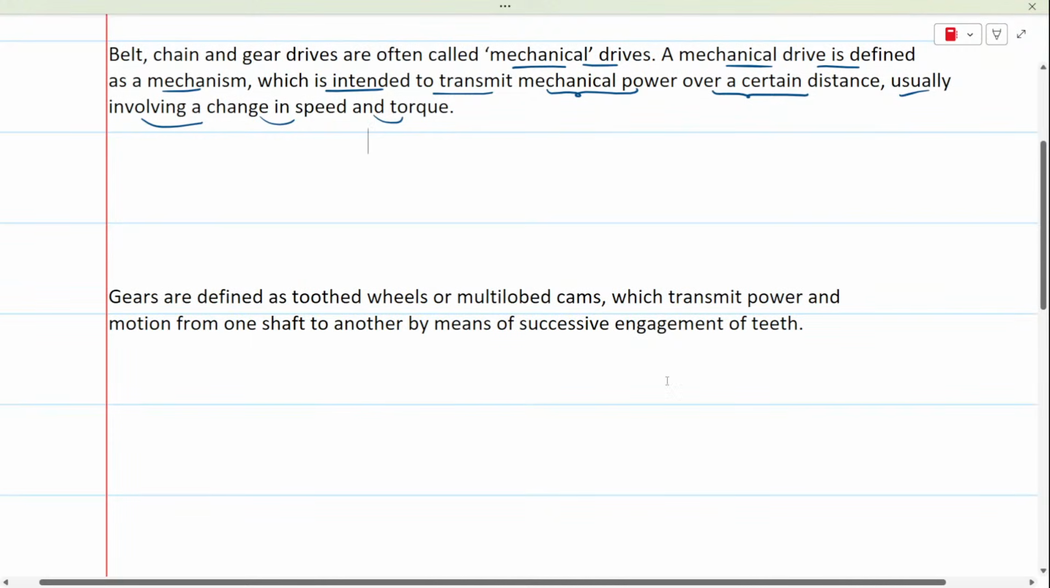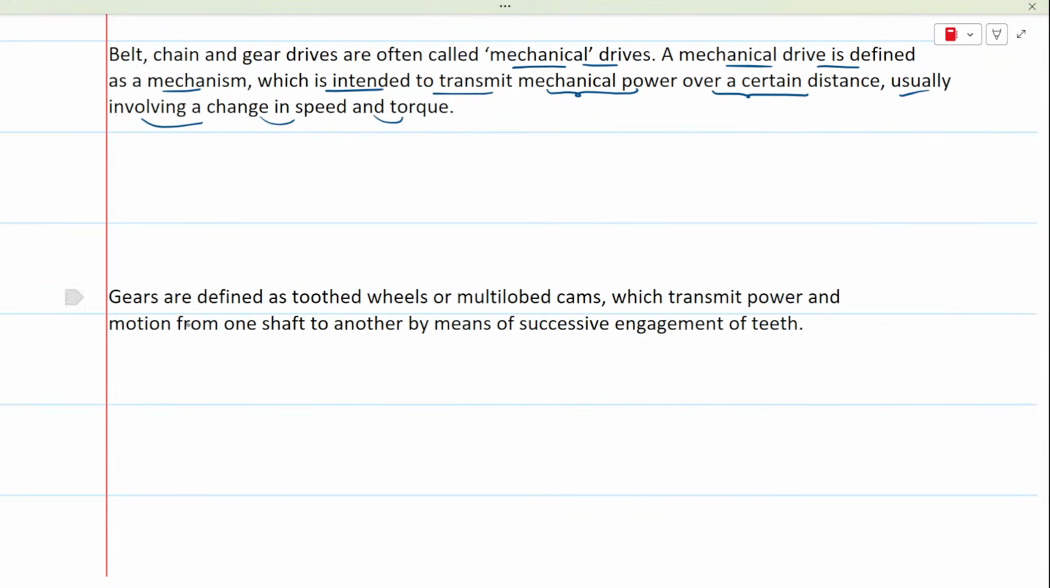Next is the definition of gears. Gears are usually called toothed wheels or multi-lobe cams which transmit power and relative motion from one shaft to another shaft by using the engagement of teeth. Because of the action of teeth, the power is transmitted.